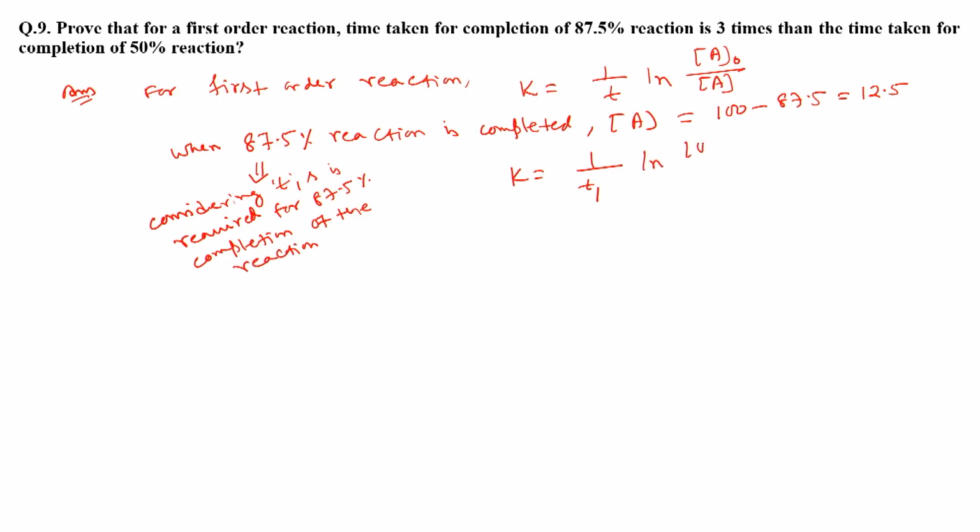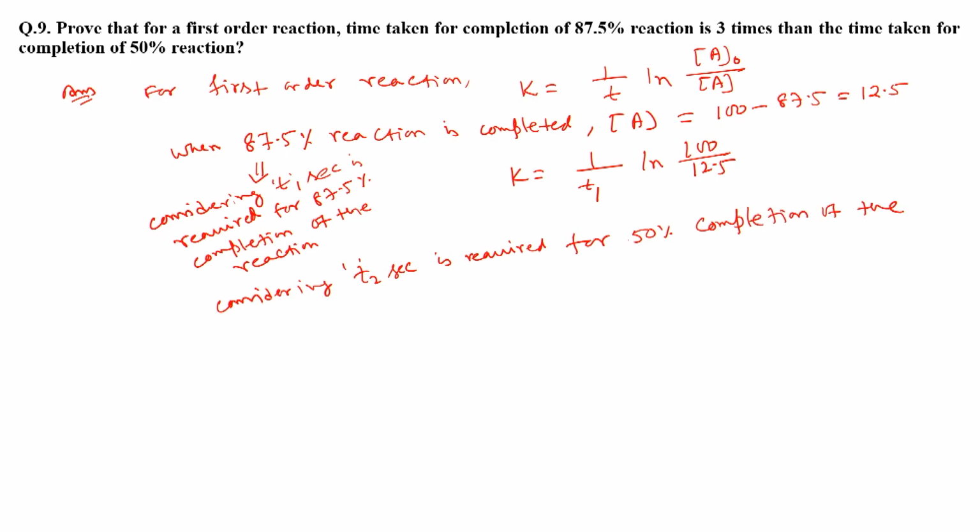So we get ln 100 by 12.5. Similarly, considering T2, the time in seconds required for 50% completion of the reaction. We write K is 1 by T2 ln 100 by 50.